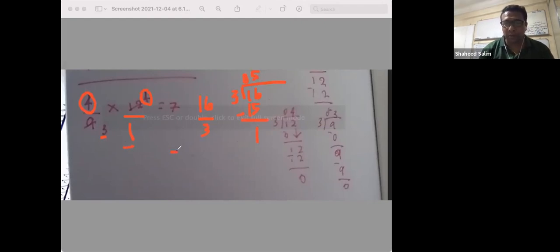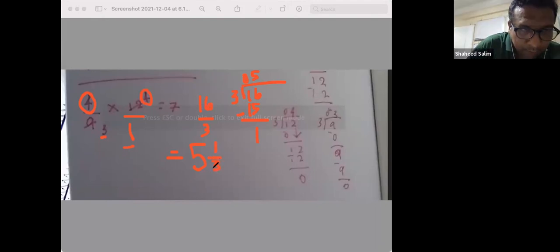So what is it equal to? 5 whole, remainder 1. Bottom number is the same now, 3. You must remember top times top, what's the answer, bottom times bottom, then put it over like that, and then you might have to do long division. Okay, we try again. We have to master this by today.